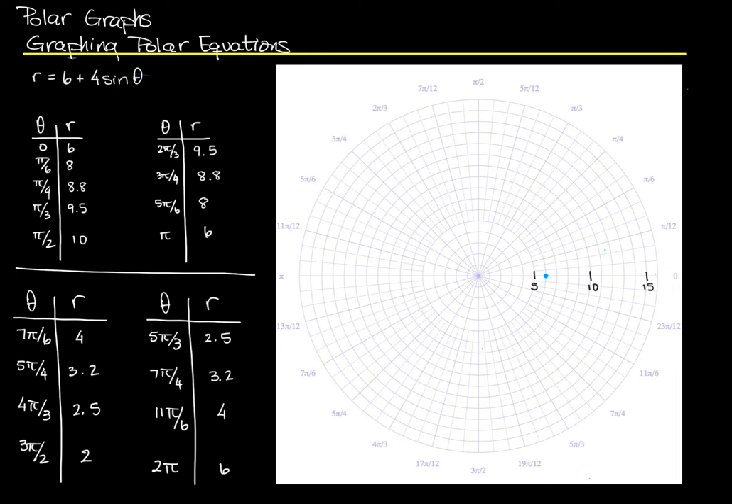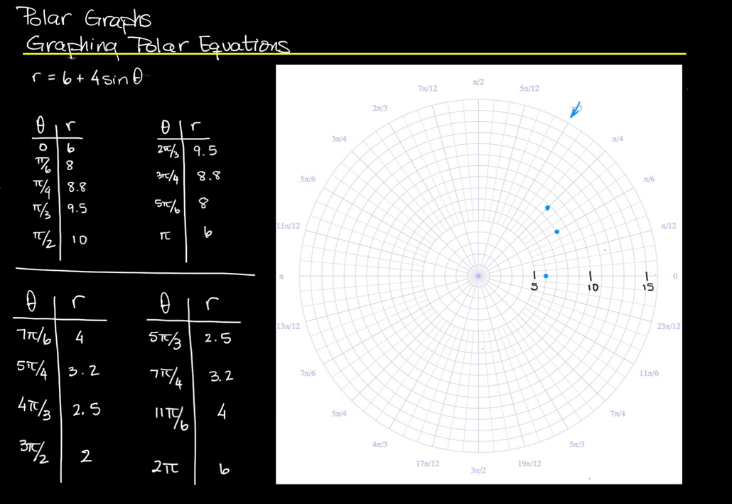My next point is on pi over 6, and I'm going to go out 8, so that's the circle that has a radius of 5, 6, 7, 8, so my next point is here. Then we have pi over 4 and 8.8, that was 8, so I'll go out not quite to the next line. The next line would be 9, I don't want to go that far, 8.8.